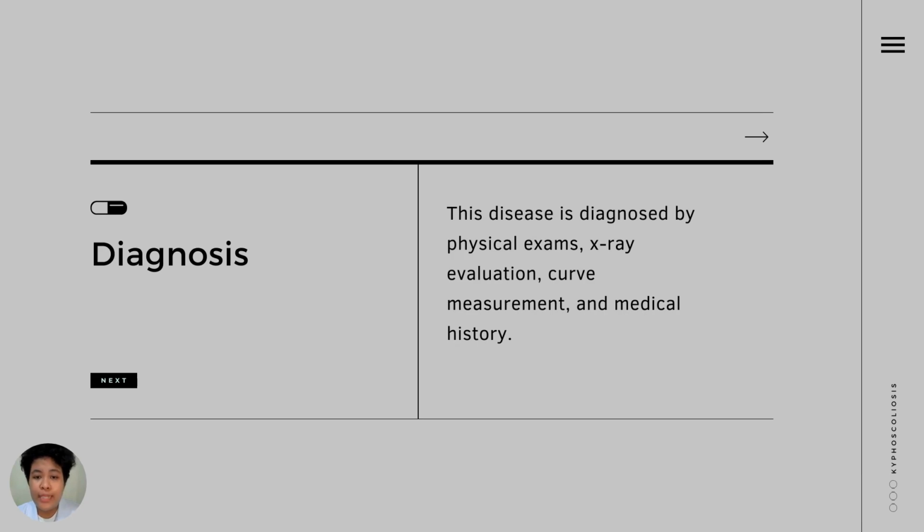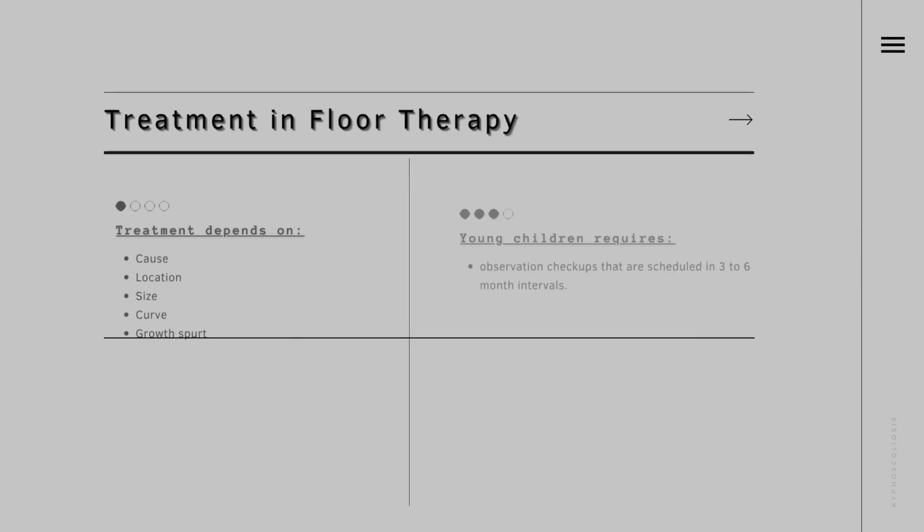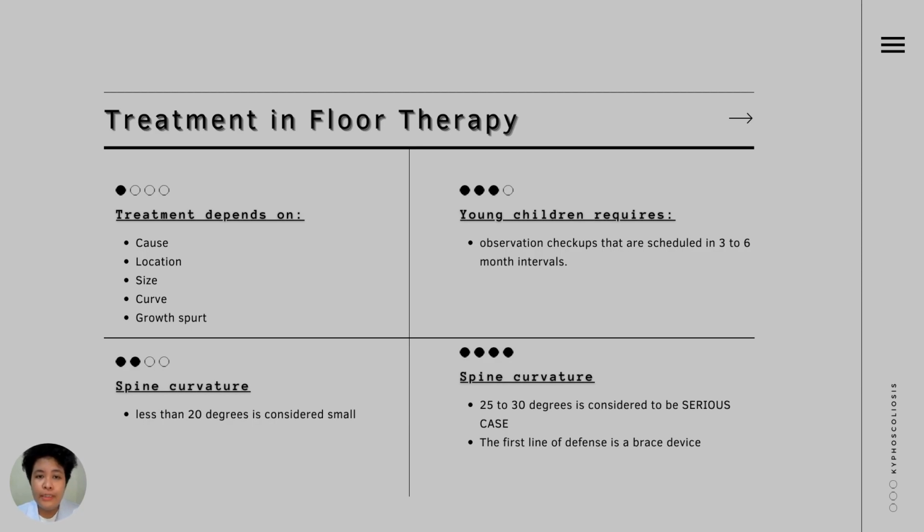These findings will be diagnosed by performing physical exams, X-ray evaluation, curve measurement, and the medical history of the patient. For the treatment and therapy, it depends on the cause, location, size, and curve, which may be known in the physical assessment, and growth spurt. In what age group does the patient belong? Is it infant, young children, adolescent, or adult?